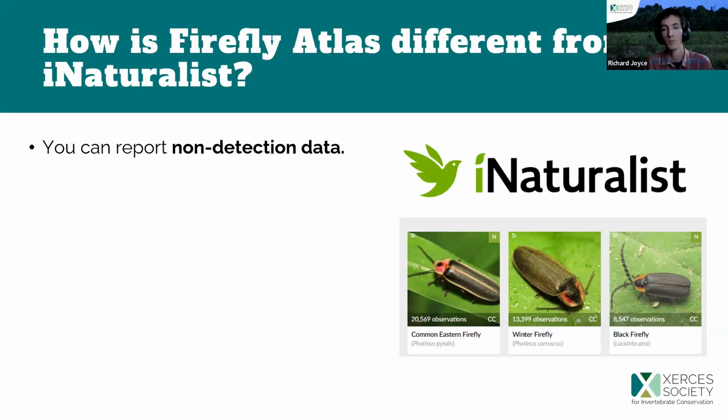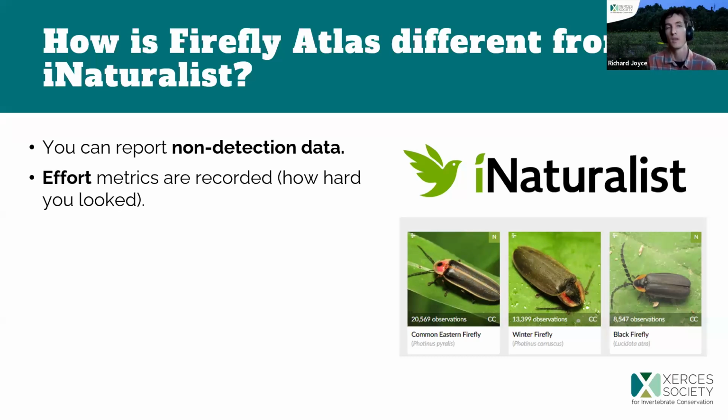And it's information that helps us tell the actual rarity of species. If there are only a few records, is that because they're truly rare, or is that just kind of a blip? And it also helps put in context the observations where they actually are found, the surveys where they are found. Firefly Atlas also records metrics of effort. So how long you looked, how much area you covered. Again, just putting in context that observation.